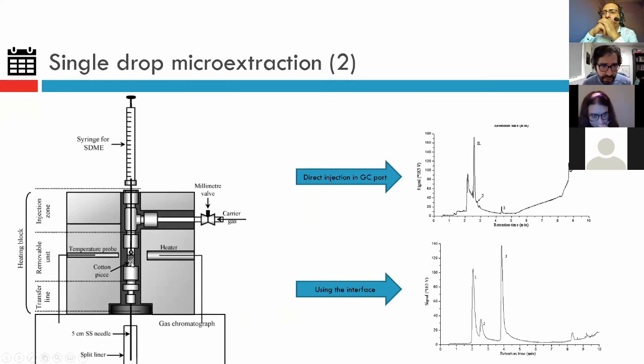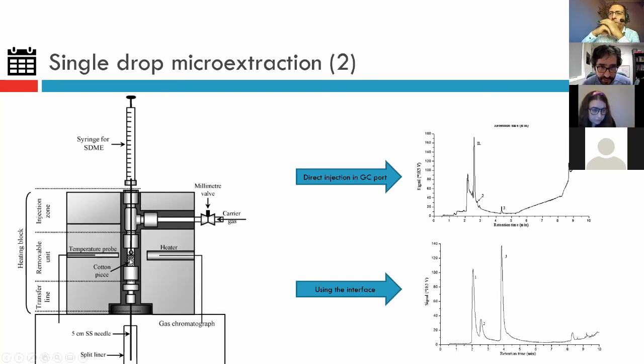We have here a cotton piece, and we have here a carrier gas, and here we also have a septum. So after doing the single drop microextraction technique, we take our ionic liquid and inject it here in the cotton piece, and the helium used as carrier gas passes in this direction and takes the analytes to the injector of the gas chromatograph.